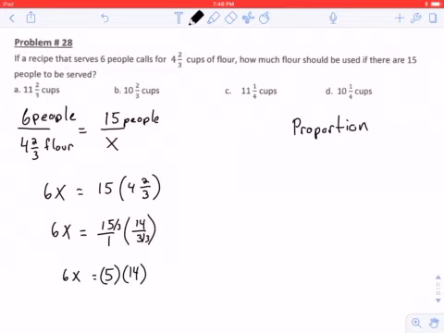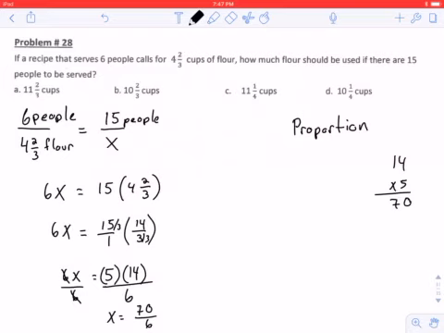We divide both sides of our equation by 6 in order to isolate our x on the left side. 6 divided by 6 is 1. They cancel on the left side. Then on the right side we have 5 times 14 divided by 6. 5 times 14, let's do it right here. 14 times 5: 0, 7, 70. X is equal to 70/6.